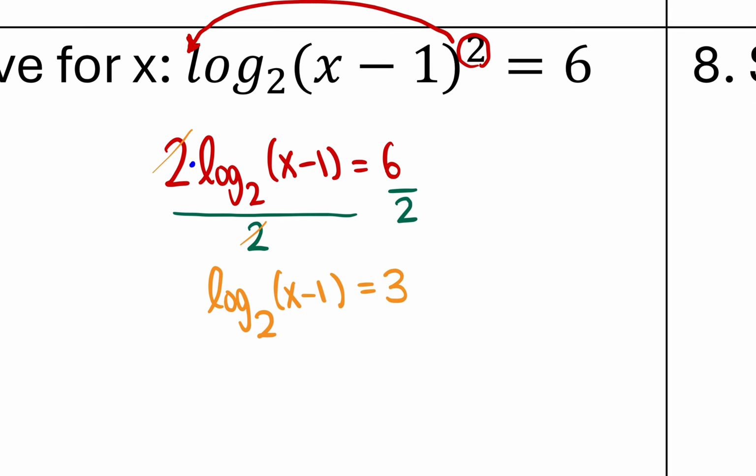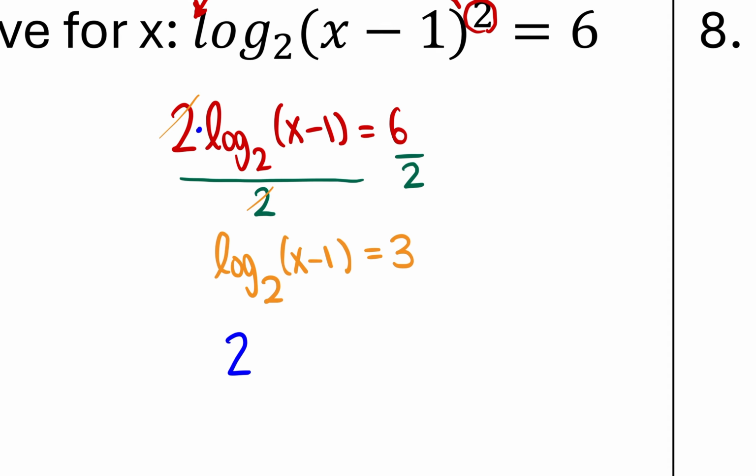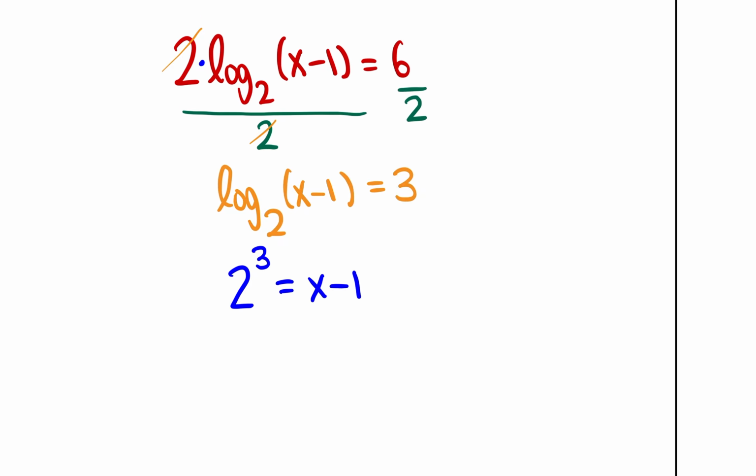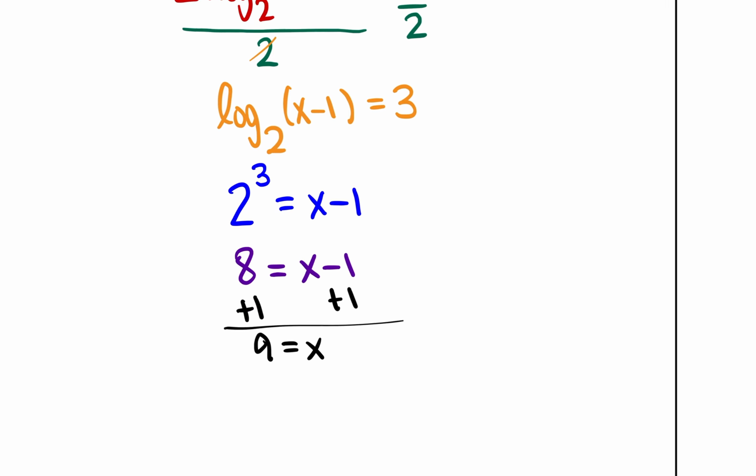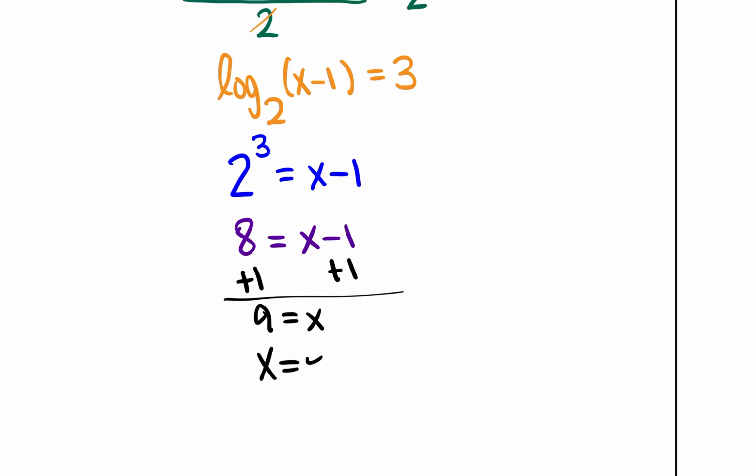We then convert this to the exponential form. I have 2 to the power of 3 is equal to x minus 1. We then simplify further. This will turn into what? 2 to the third gives us positive 8, which is equal to x minus 1. We then isolate for the variable x by adding 1 on both sides. This will leave us with 9 equals x, or essentially x is equal to 9.